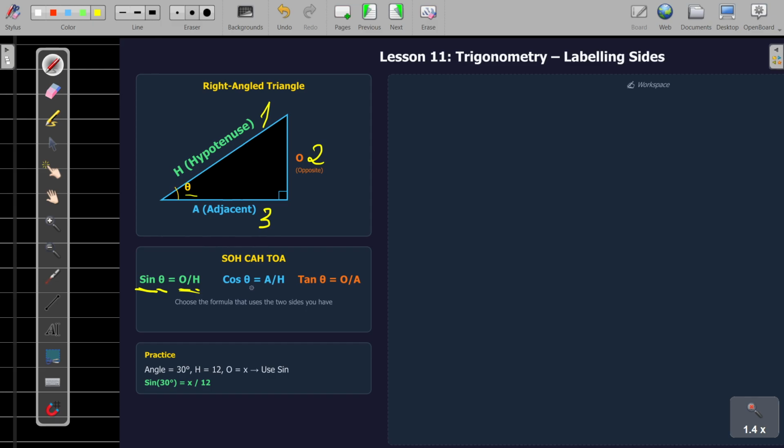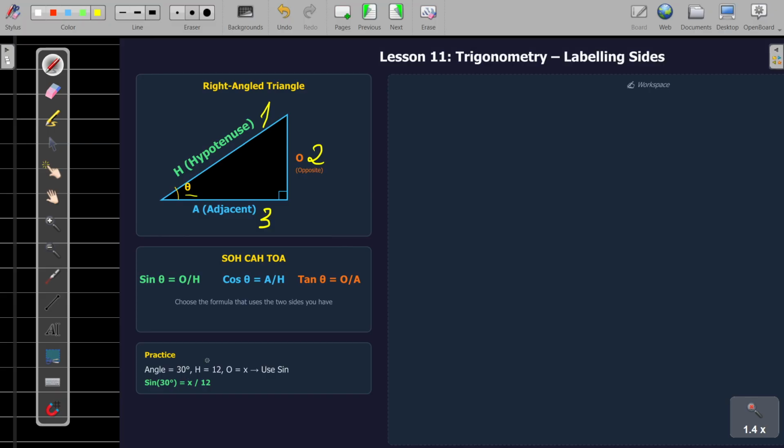Similarly, for cosine, we have CAH here. CAH stands for cosine theta equals adjacent. So instead of opposite, we have adjacent over hypotenuse. And then we have TOA, which stands for tangent theta equals opposite over adjacent. There you go. SOH CAH TOA. Now let us practice choosing.